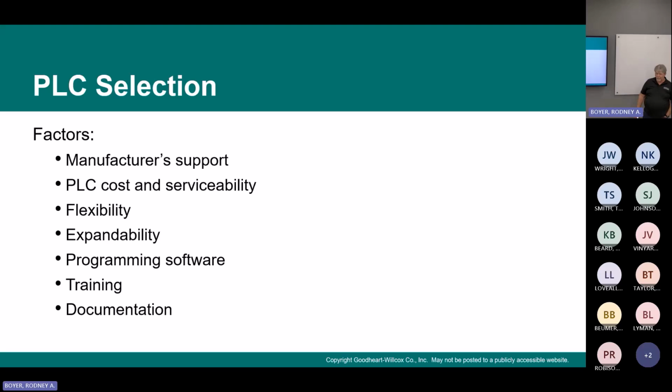Programming software. Say what you will about Rockwell Automation, but they have by far the best programming software. It's the most user-friendly and prettiest. Training, that's what we're doing here. Documentation. Rockwell also has one of the best documentations that you can get.